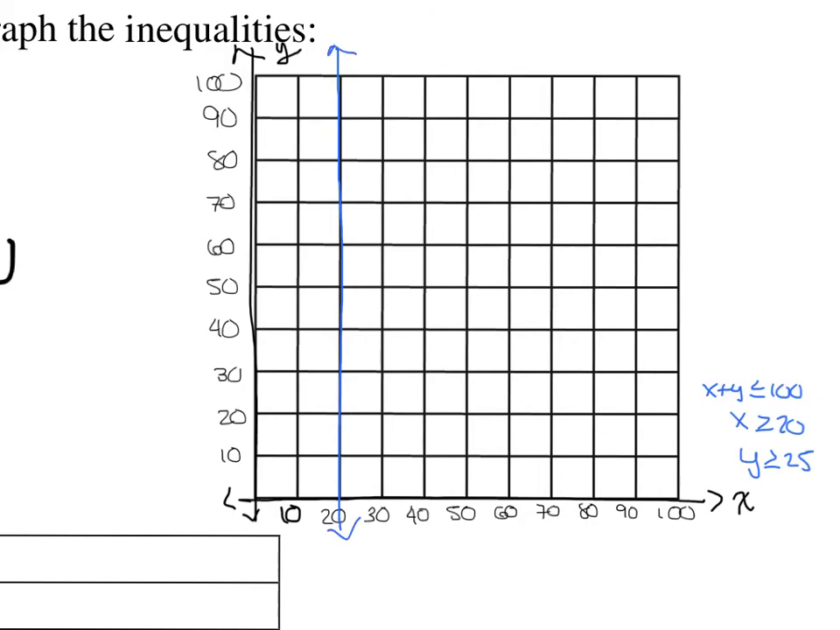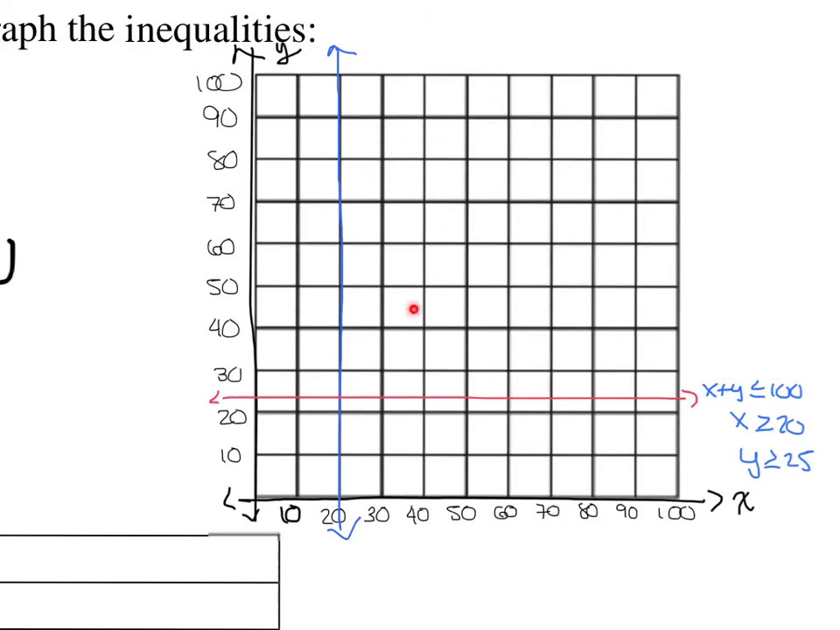Then I'm going to go to Y at 25. Let's make that in a different color. So I'm going to go halfway in here. We're going to pretend it's 25. And now everything above that, so right now we've narrowed down our overlapping region to this point here. And the last thing I need to graph is X plus Y equals 100. When X is 0, Y is 100. When Y is 0, X is 100. So that's going to be this region here. So let's go ahead here, and here, and I'm going to connect these points.